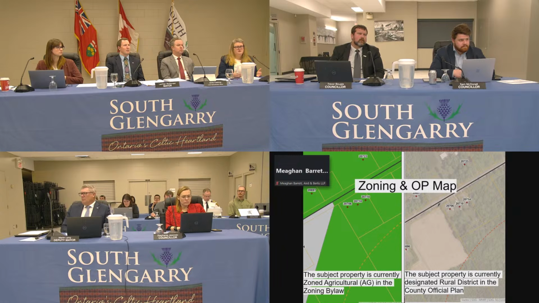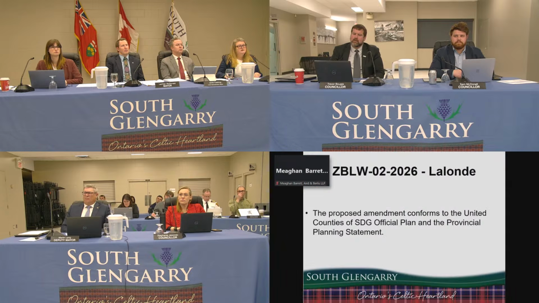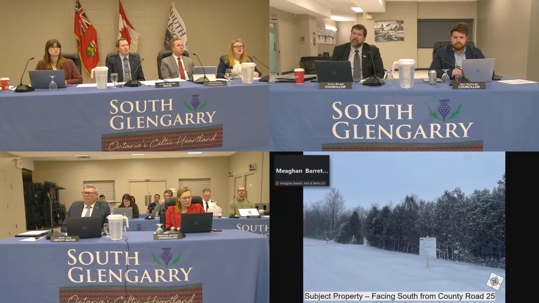On a positive note, though, it does not stop severance applications from moving forward, or it doesn't hurt the landowner because we can bring them into compliance. So the proposed amendment conforms to the United Counties of SDNG official plan, as well as the provincial planning statement. So here's a series of photos of the properties, and you'll recognize them.